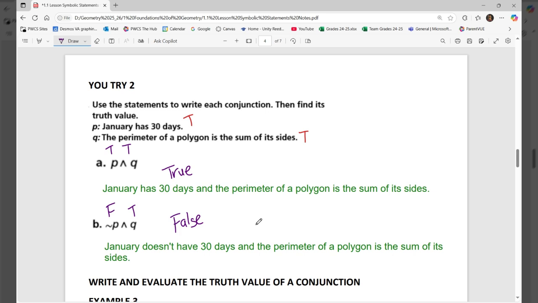So hopefully you gave these a go and got what I wrote. If you didn't, please make sure you ask for help before you move on so we can fix any mistakes. The original statements were both true, so this conjunction is true. They're both true, so the whole thing is true. If I do the negation of a true statement, that makes it false, so not P is false. And so when I do this compound conjunction, I need them both to be true. They're not, so the whole thing is false.